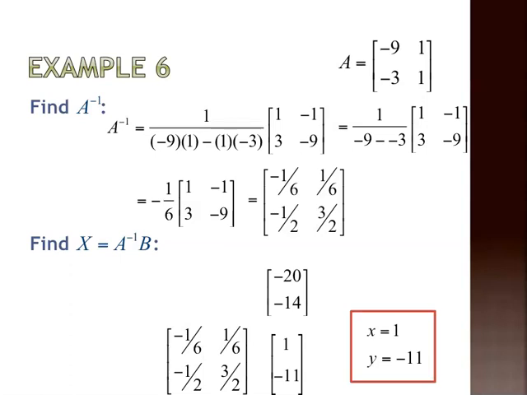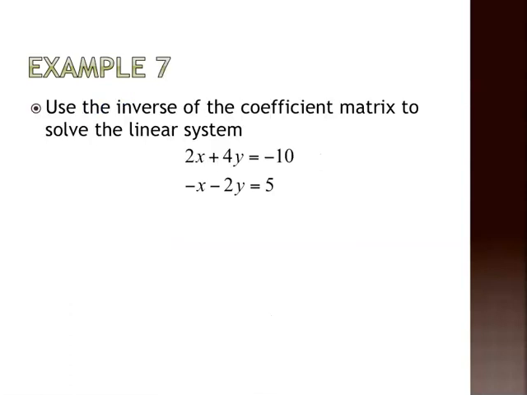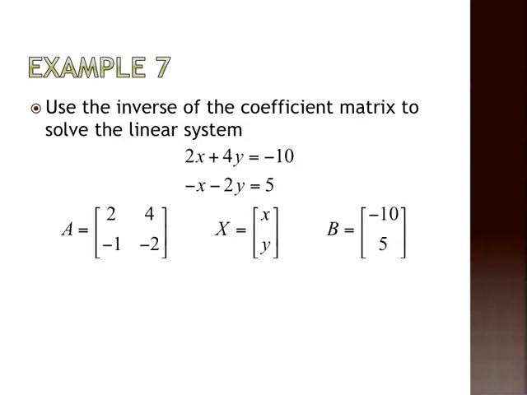Okay, we have one last example. 2x plus 4y equals negative 10, and negative x minus 2y equals 5. Let's start off the same way. Let's write out our matrices for A, x, and B. So A is 2, 4, negative 1, negative 2. X is x and y. B, we have negative 10 and 5.